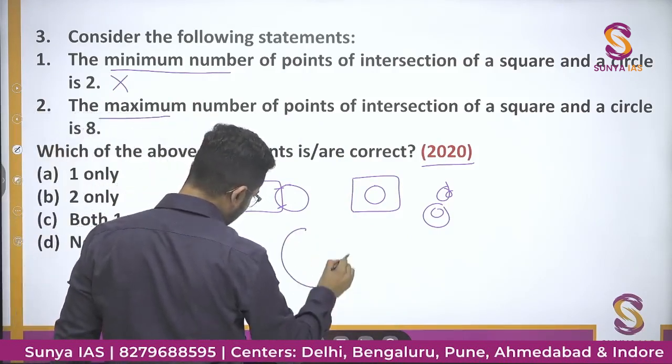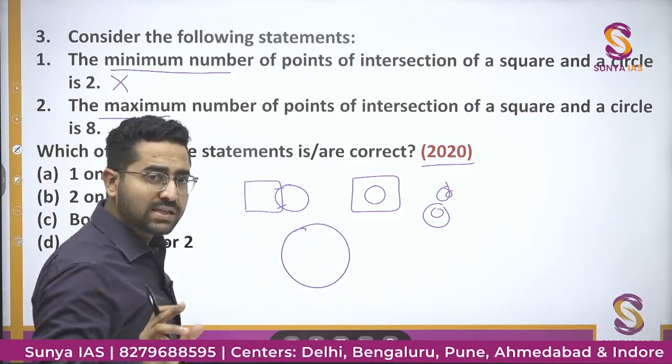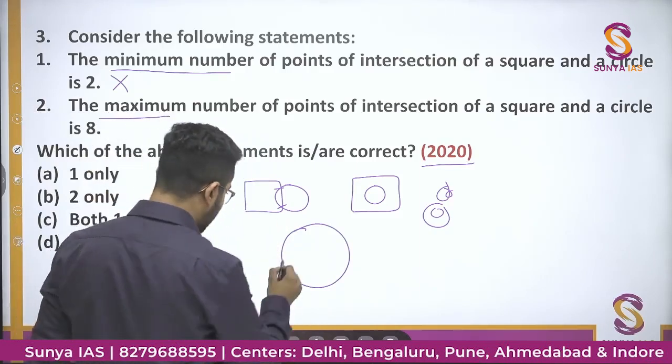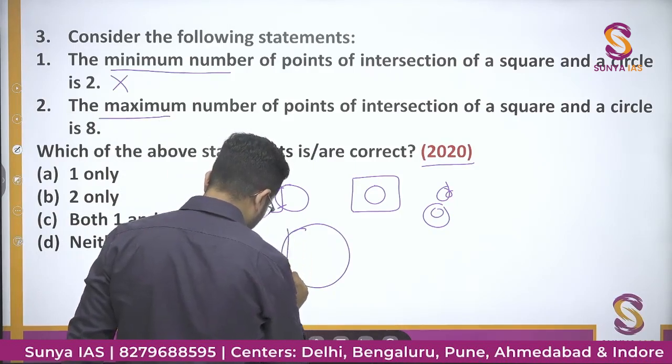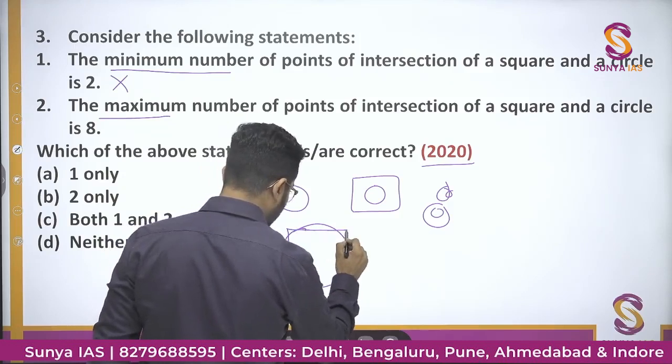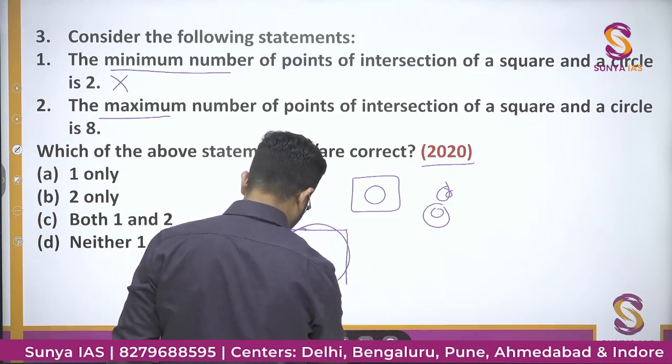Let's say there is a circle. And I make a square such that this हर side दो बार cut हो. Yes, let's say ऐसे बनाया मैंने. Yes, side cut हुई. This side also has cut 2 times. ऐसे.